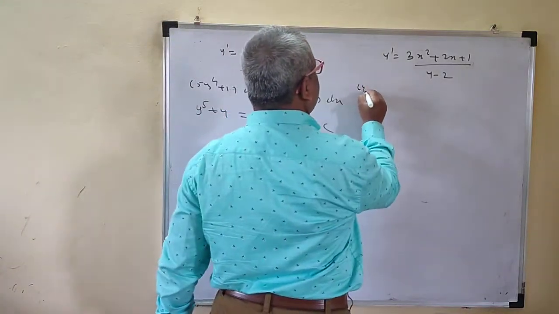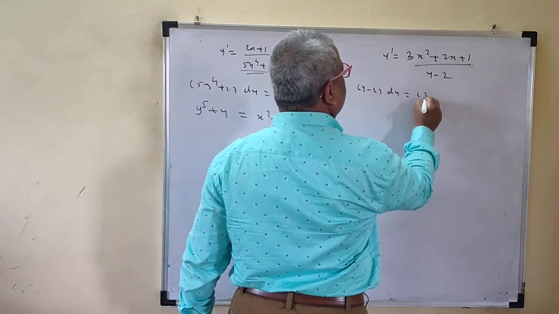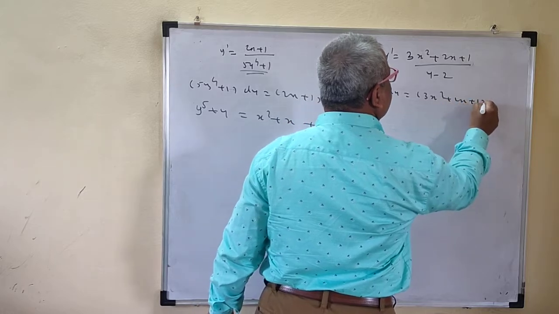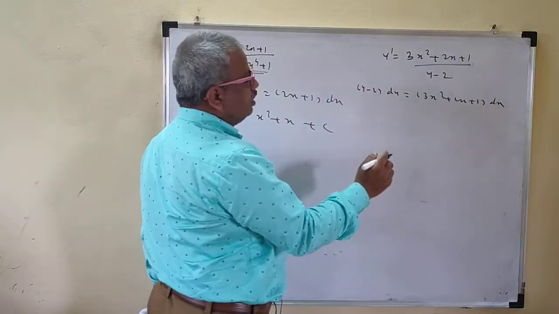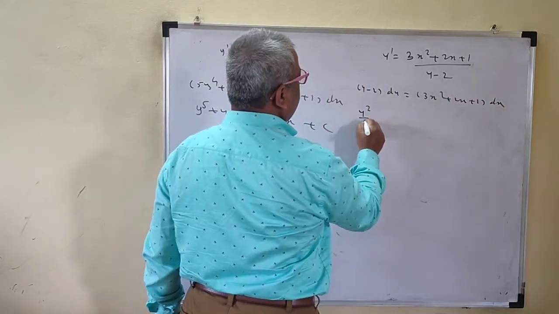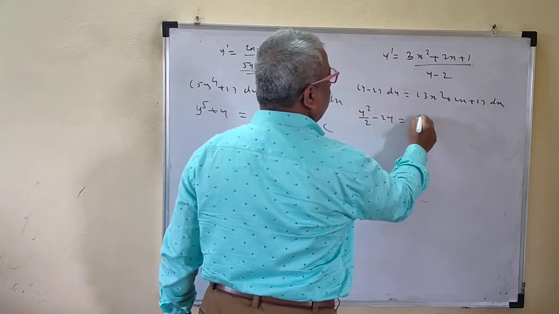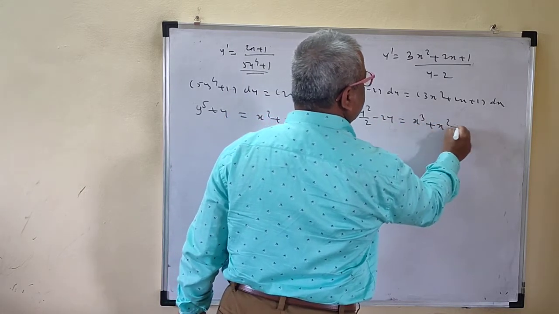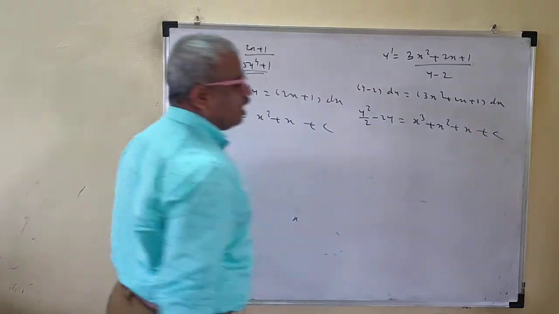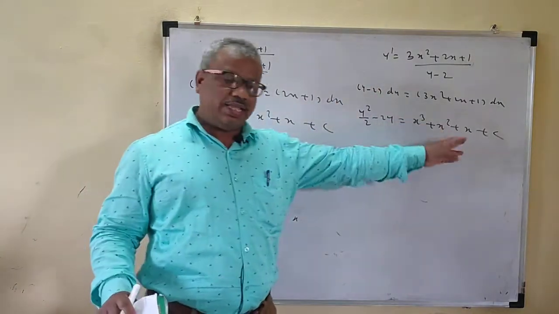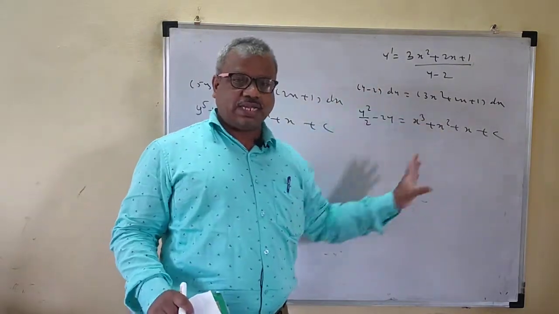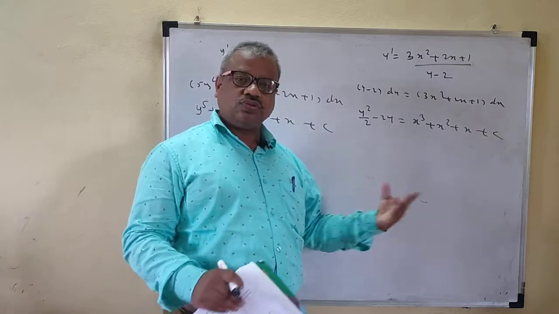I write this as y minus 2 dy is equal to 3x square plus twice x plus 1 dx, and just integrate this. Then y square minus 2 minus twice y plus x cube plus x square plus x, and add c anywhere. You are free to add it anywhere. You can add it in the LHS or RHS, whatever it is. Just you have to choose the option.